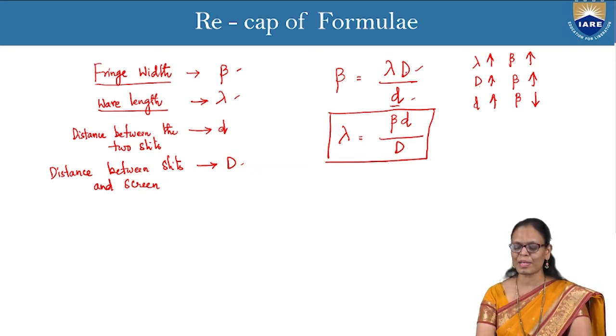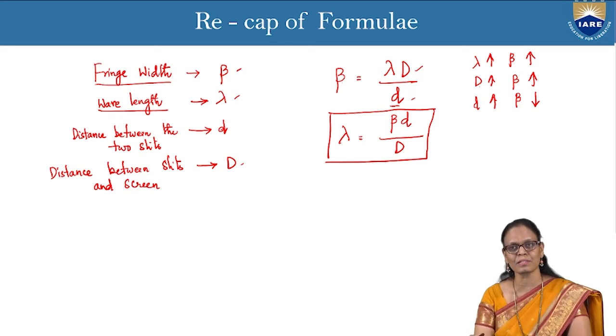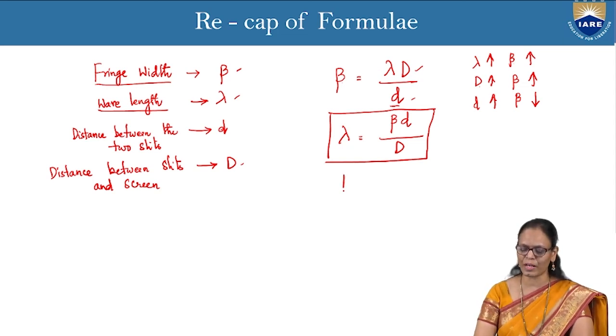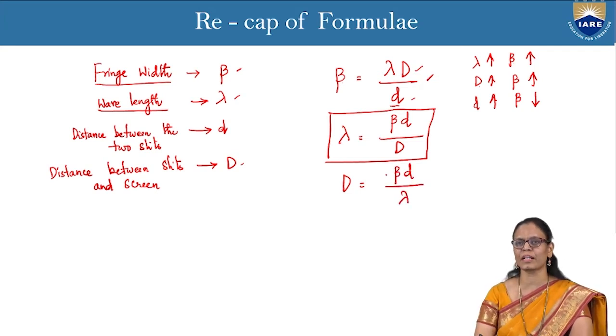Or sometimes we may be asked to calculate capital D, at what distance the screen has to be placed in order to get fringes of a certain size. Then we'll use the formula capital D is equal to beta d upon lambda. Simple. We are only rearranging the main formula. So capital D is equal to beta d upon lambda.